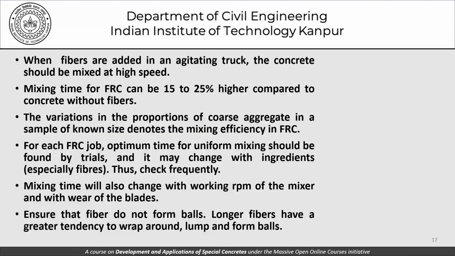When fibers are added in an agitating truck, the concrete should be mixed at high speed. Mixing time for fiber reinforced concrete can be 15 to 25% higher compared to concrete without fibers. The variation in the proportions of coarse aggregate in a sample of known size denotes the mixing efficiency of fiber-reinforced concrete. For each fiber-reinforced concrete job, the optimum time for uniform mixing should be found by trials, and it may change when the ingredients, especially fibers, are changed. That needs to be constantly and frequently checked.